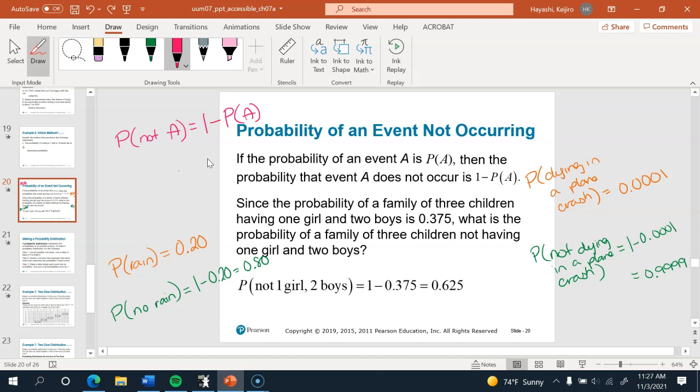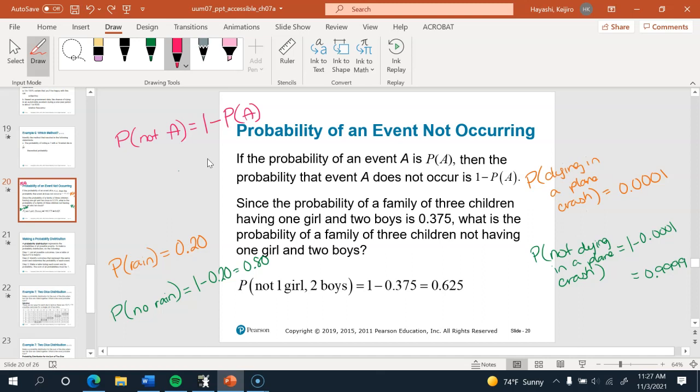We didn't figure out this theoretical probability anywhere, but the probability of a family of 3 children having 1 girl and 2 boys is 0.375. It's 3/8, or 6/16. That is what it is.